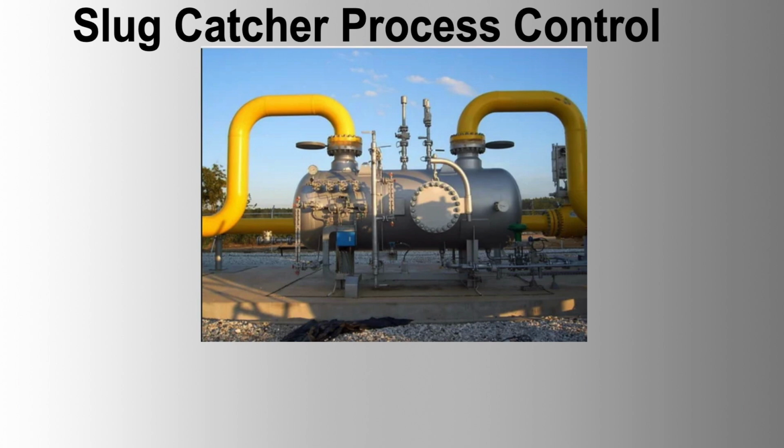Control and shutdown parameters. 1. High pressure shutdown, PSD, pressure safety device. Trigger: high pressure set point exceeded. Action: shut down the inlet flow and activate emergency pressure relief. 2. High level shutdown, level safety device. Trigger: high liquid level set point exceeded. Action: shut down the inlet flow and open drain valves to prevent overflow.